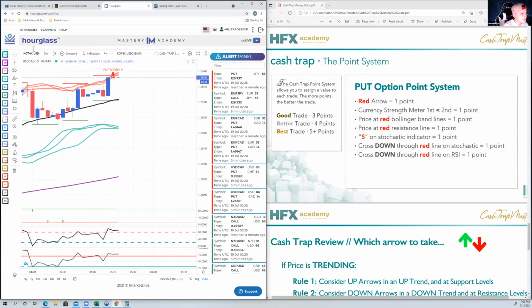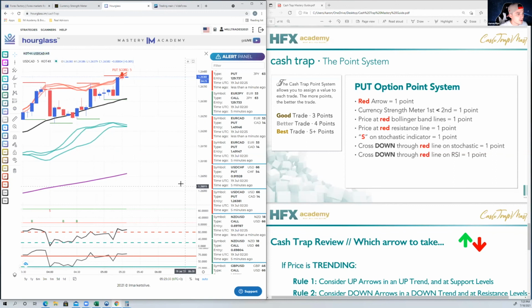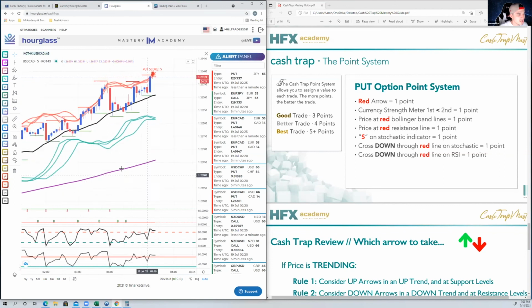Ready? So what are we on right now? USD CAD. Okay, so USD CAD. Why did this trade not go in our direction, even though Cash App said so? Okay, one, the 200 EMA is already above price. So we're in a massive uptrend. Right off the bat, that's your first mistake. You tried selling in an uptrend. That's your first mistake.